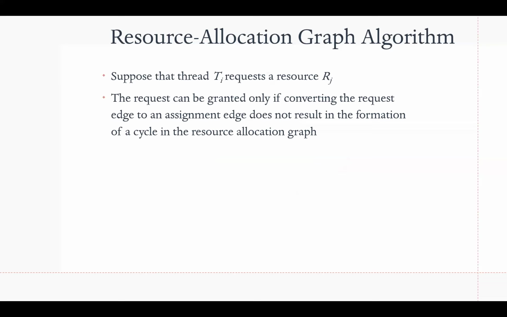Suppose that any thread or any process requests a resource Rj of any type. Whenever any process or any thread requests some resource, that request can be granted only if converting the request edge to an assignment edge does not result in the formation of a cycle in the resource allocation graph. Then only the particular request can be granted. If the request edge gets converted into the assignment edge and it will form a cycle in the graph, then that request will not be granted. So that is the resource allocation graph algorithm.